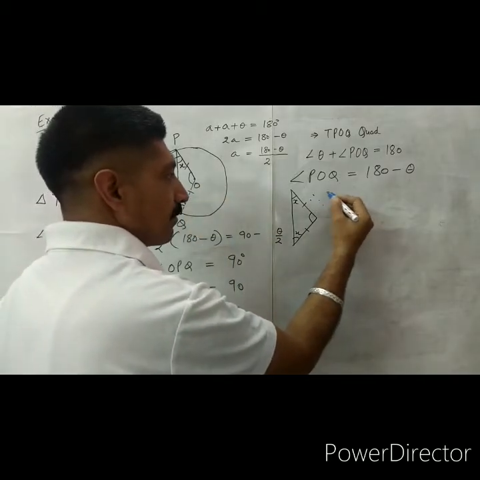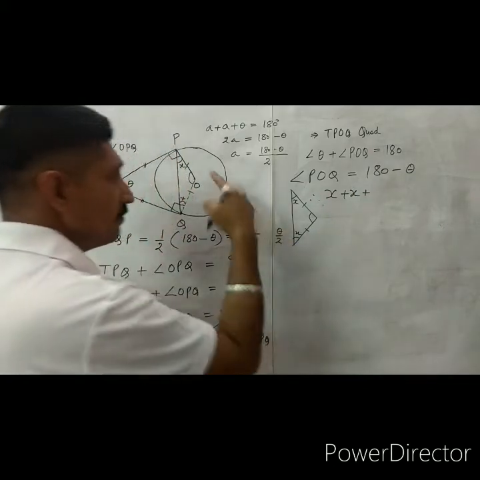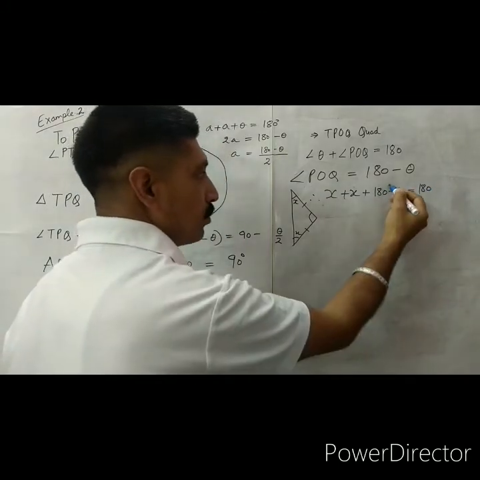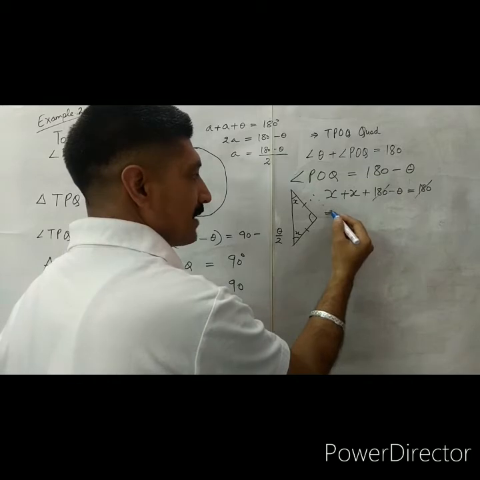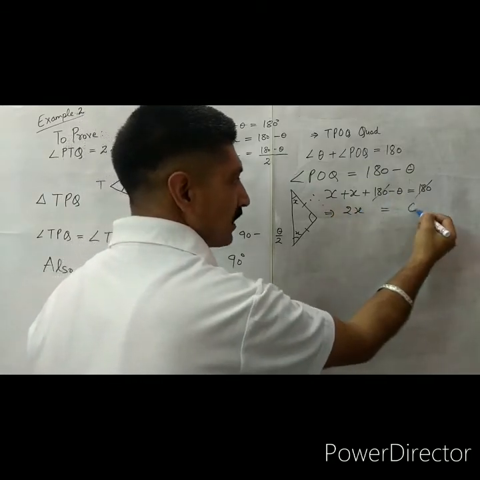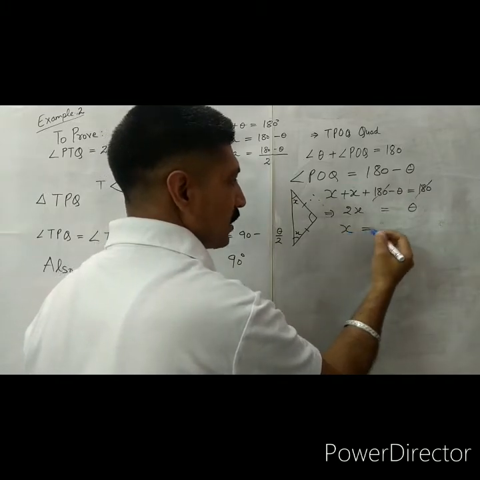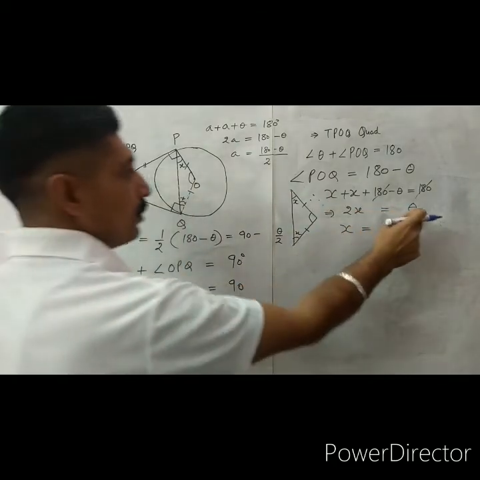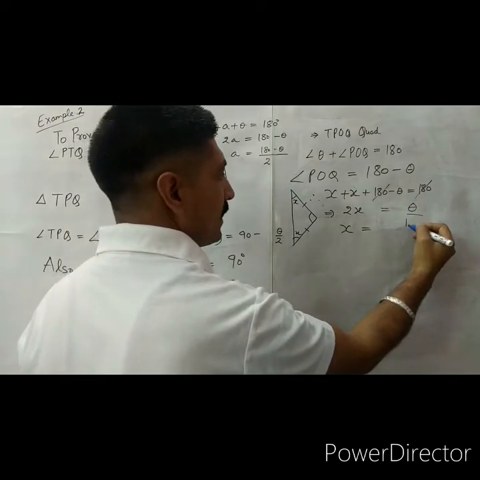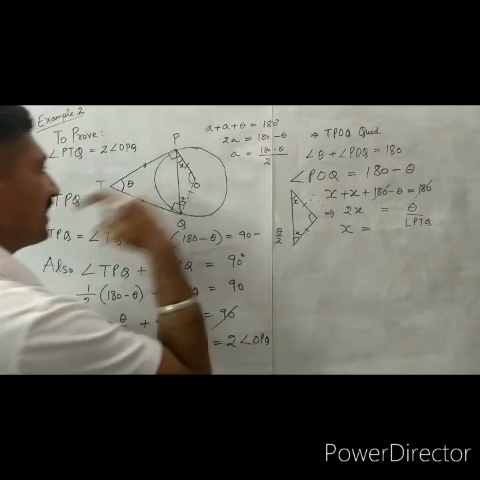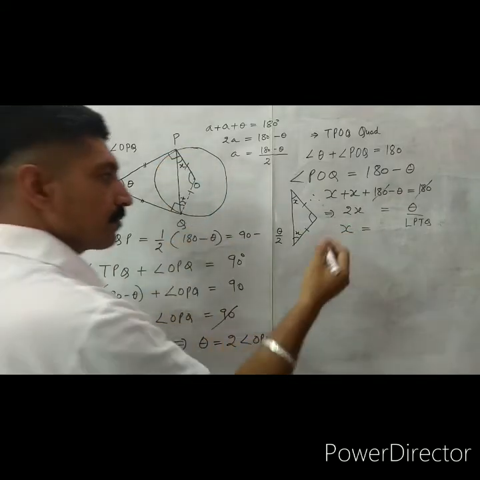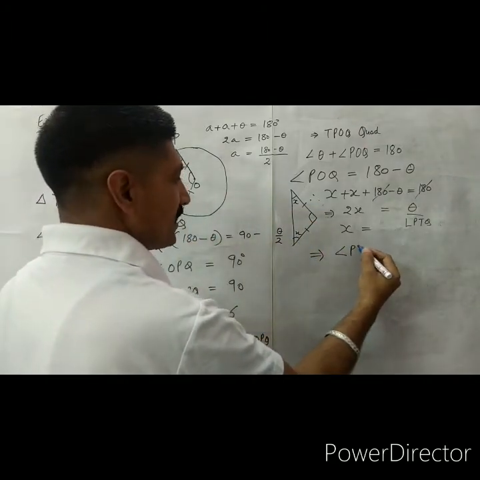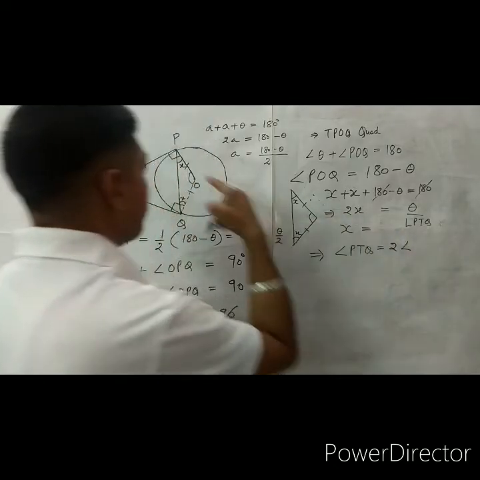So therefore X plus 180 minus theta is equal to 180 degrees. So the 180 gets cancelled. Twice of X is equal to theta, as the minus theta will become positive, and the X is equal to, this is proved already. This angle is PTQ and X here is OPQ. I hope you all understand, this is also a very easy way. So angle PTQ is twice of angle OPQ.